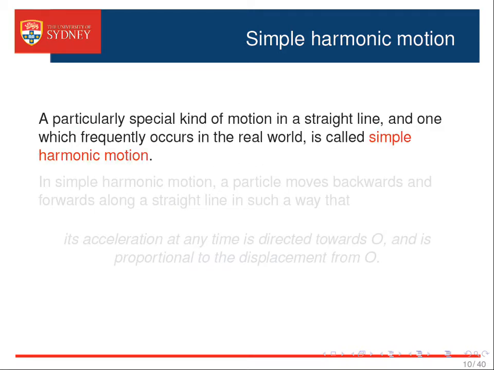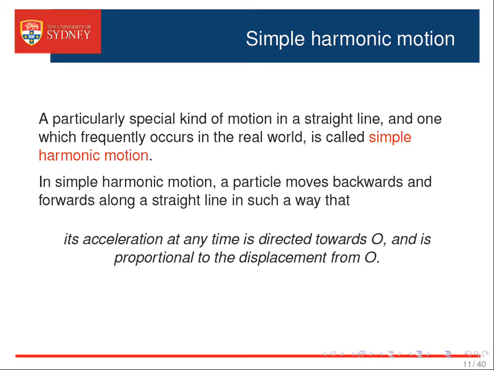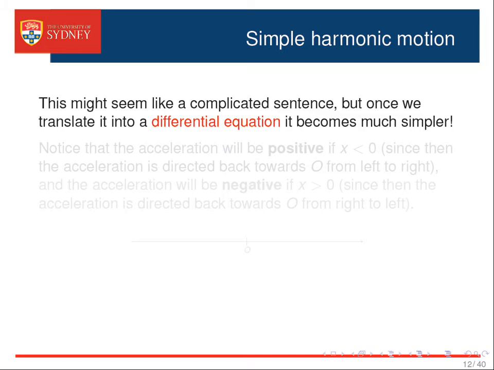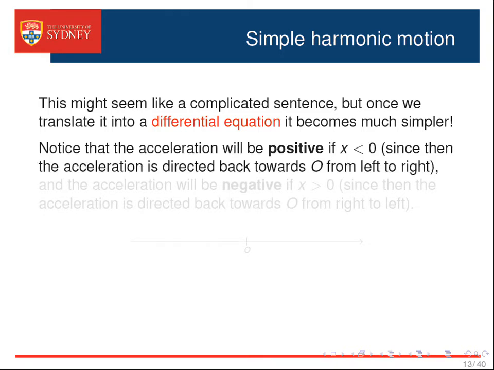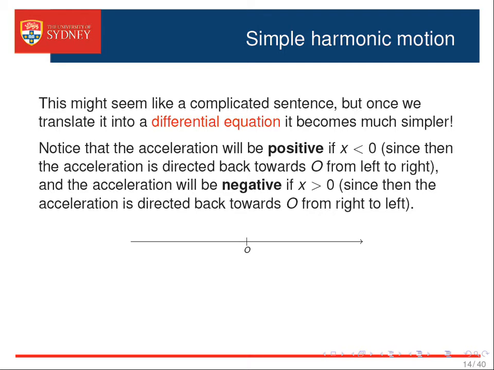Simple harmonic motion is a special example of this type of scenario, wherein a particle moves back and forth along a straight line in such a way that its acceleration is always directed towards the origin and is always proportional to its displacement from the origin. This horrible sounding sentence gives a wonderful example of how concise mathematical notation can be. If x is less than 0, the acceleration will be positive, because we want it to be towards the origin, and if x is greater than 0, the acceleration will be negative, for the same reason.